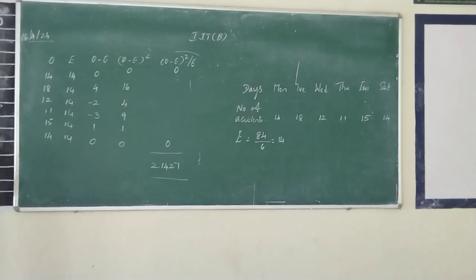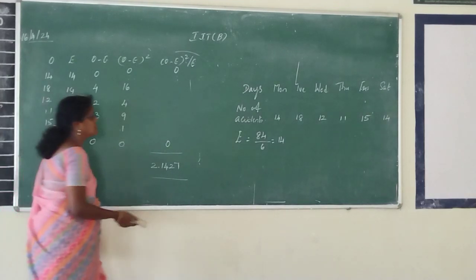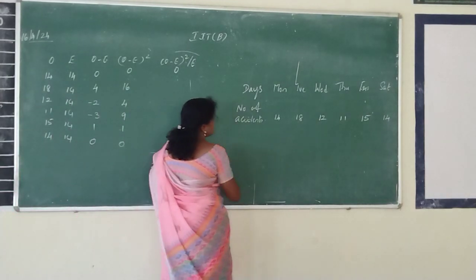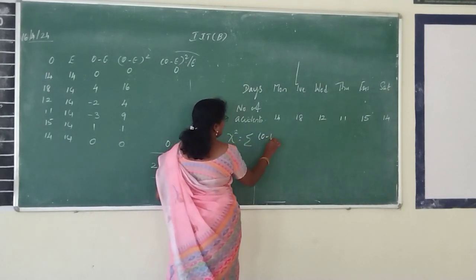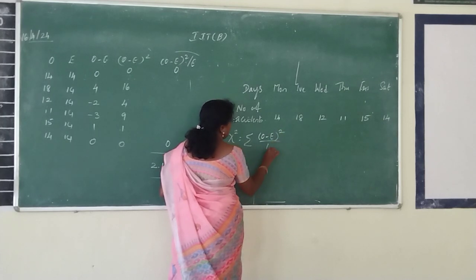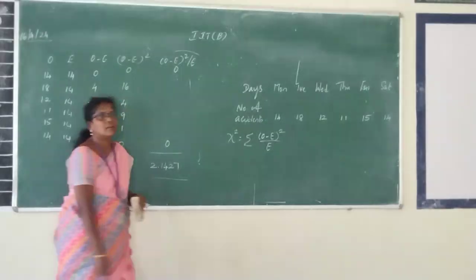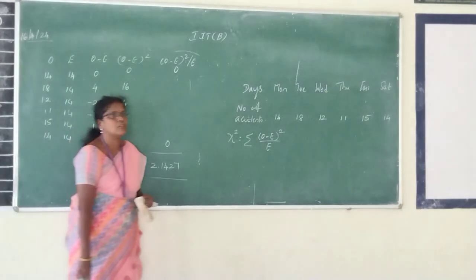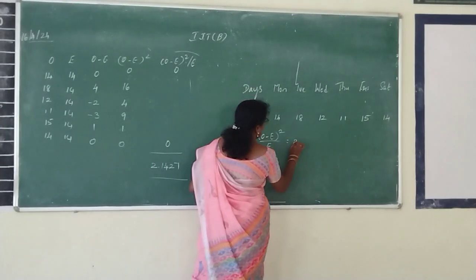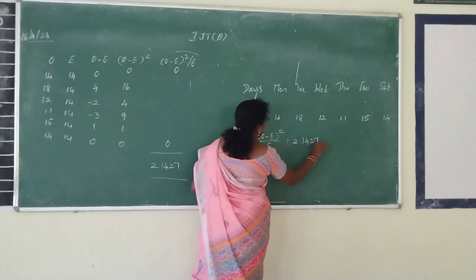Shall we proceed now? Below the table, write the test statistic. Chi-square is equal to summation of O minus E the whole square by E. Test statistic is summation of O minus E the whole square by E, which is equal to 2.1427.